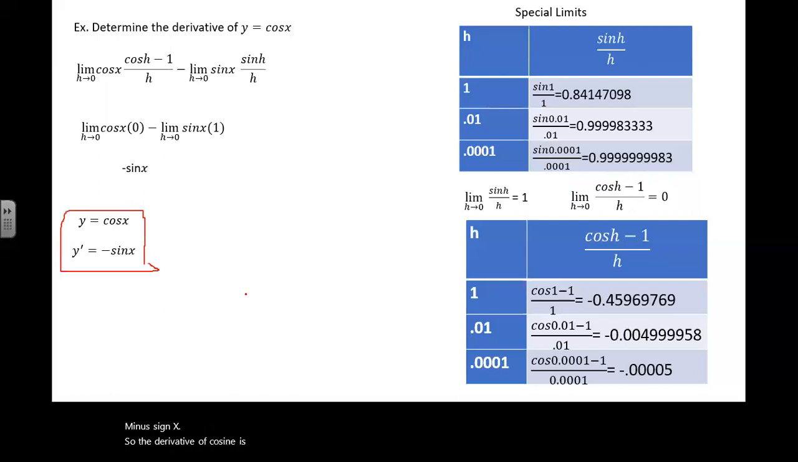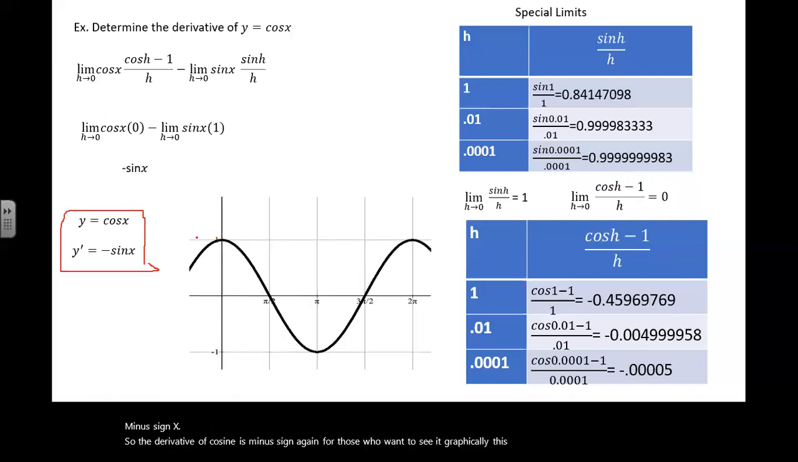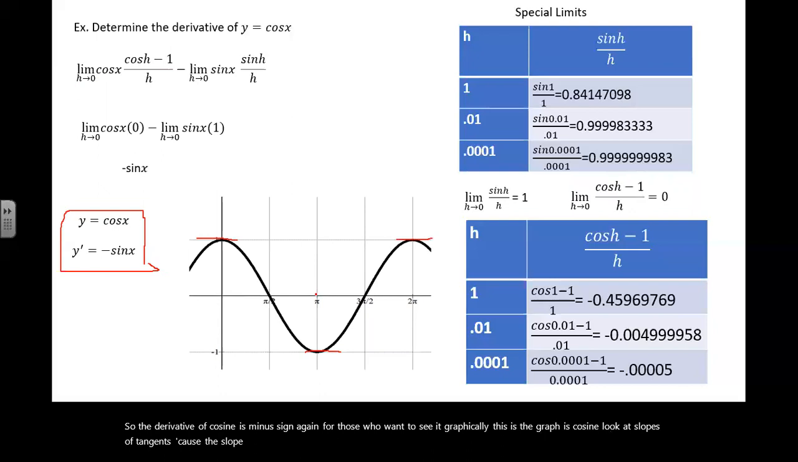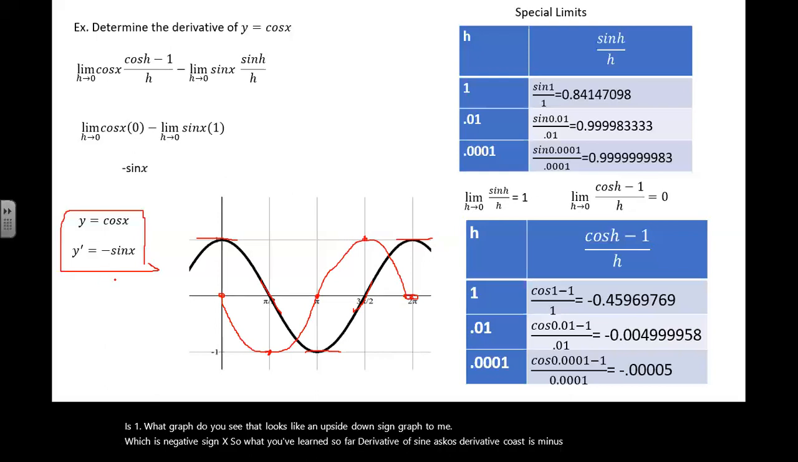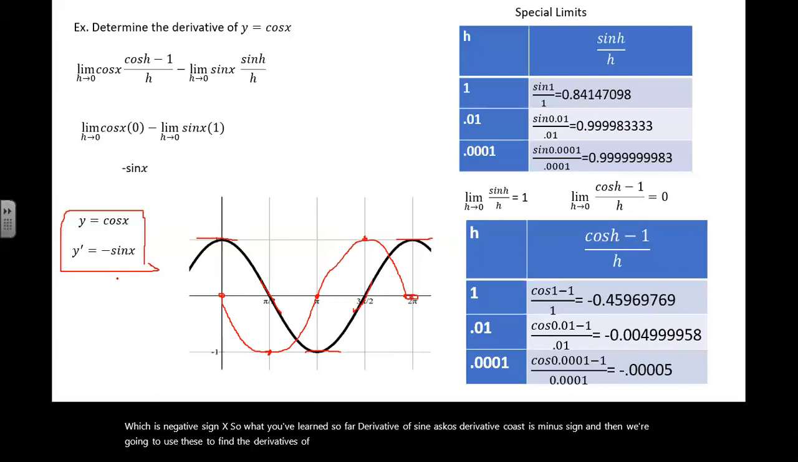Again, for those who want to see it graphically, this is the graph of cosine. Let's look at slopes of tangents, because the slope of the tangent is the derivative. Slope of the tangent is 0, 0, 0. Slope of this tangent going down at minus 45 degrees is minus 1. Slope of this tangent is 1. What graph do you see? That looks like an upside down sine graph to me, which is negative sine x. So what you've learned so far: derivative of sine is cos, derivative of cos is minus sine. And then we're going to use these to find the derivatives of the next 4 trig functions. And I'll put that on a different video.